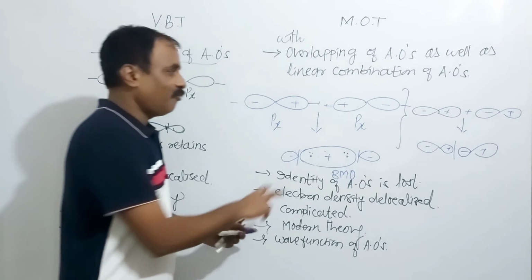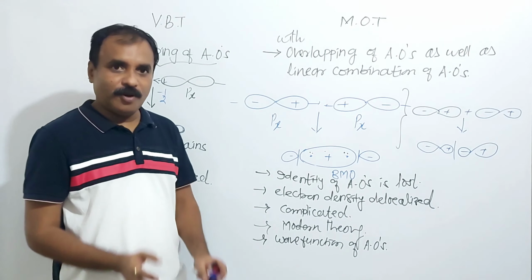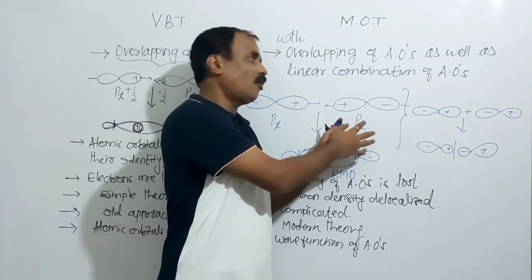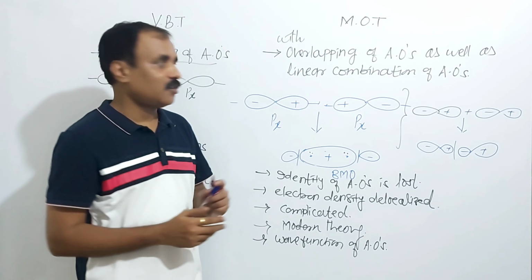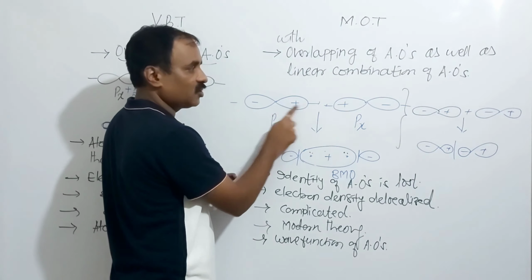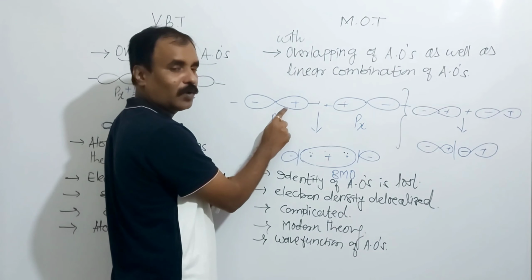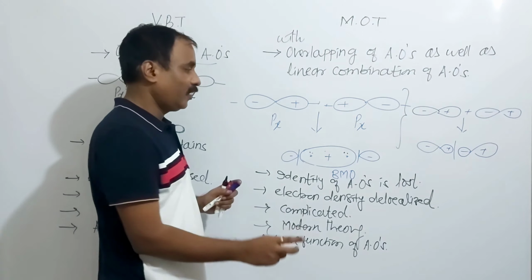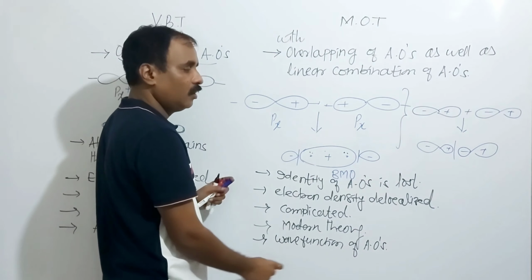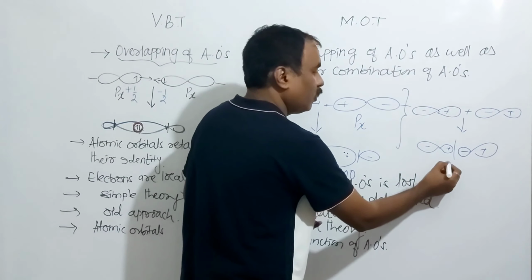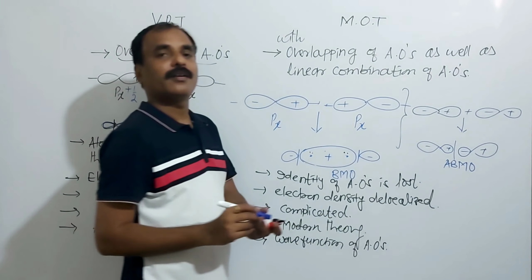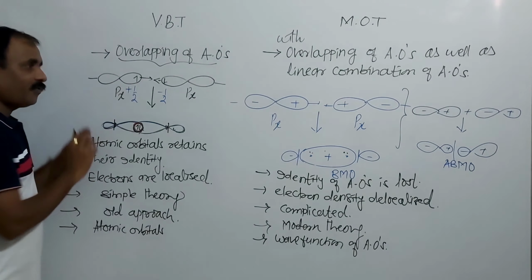And here formation of molecular orbitals depends on number of atomic orbitals. Number of atomic orbitals equal to number of molecular orbitals. Here I have taken two atomic orbitals. Wave function of two atomic orbitals, 1 and 2, and formation of two molecular orbitals. This is bonding molecular orbital, and this is anti-bonding molecular orbital. This is the main difference.